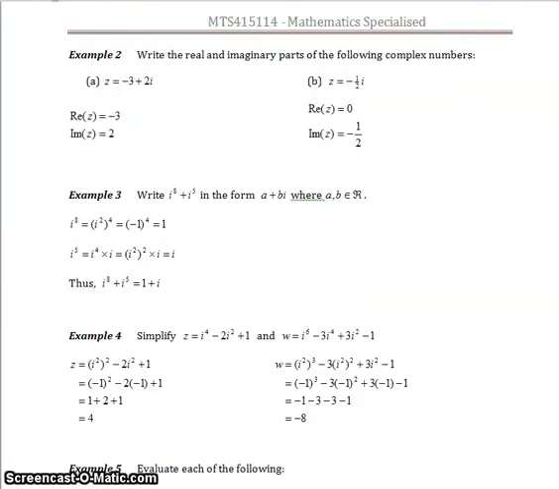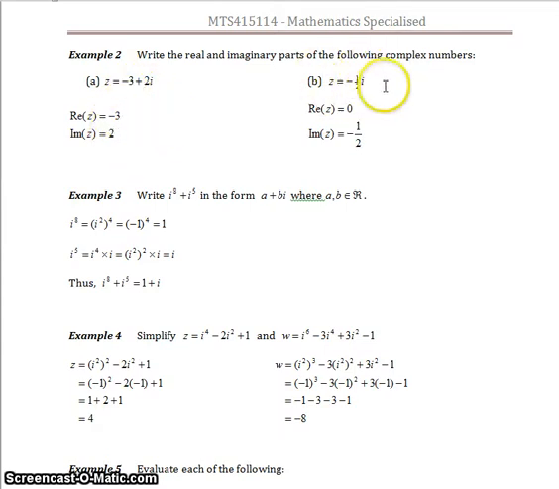Okay, so let's progress a little further. Write the real and imaginary parts of the following complex numbers. Here we have a complex number, Z, defined by -3 plus 2i. Our real part is -3, because that's the part that doesn't have our imaginary number i. The 2 is our imaginary part.